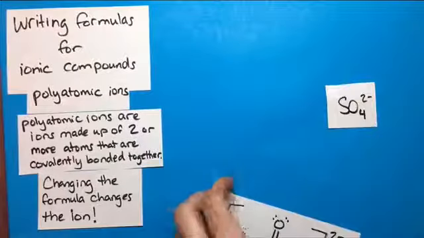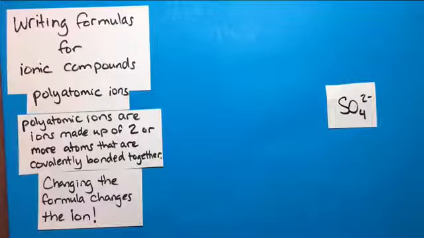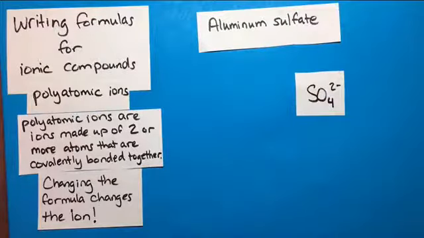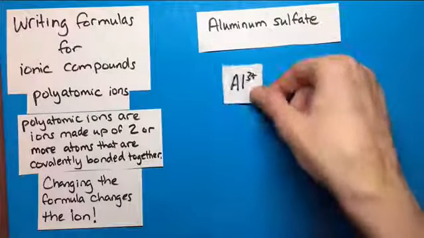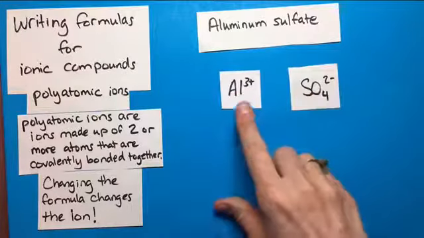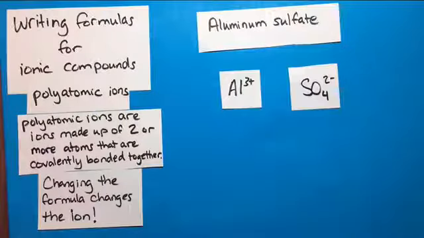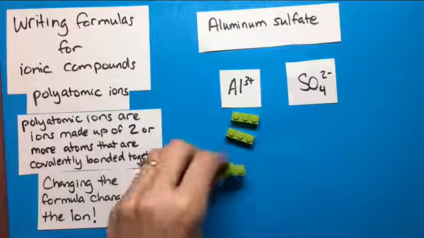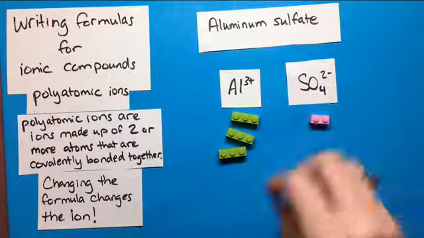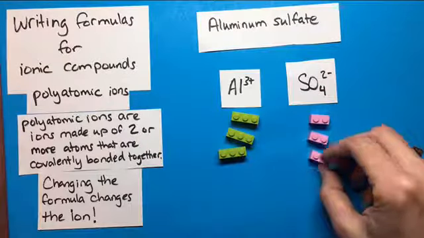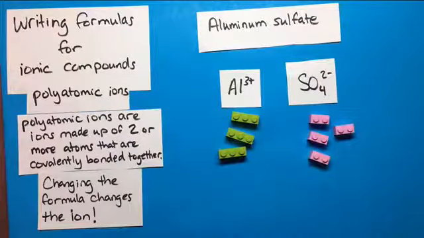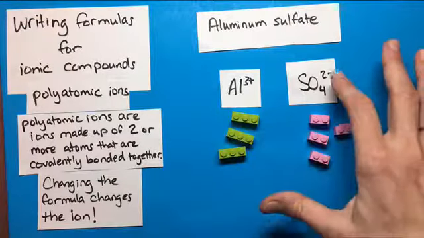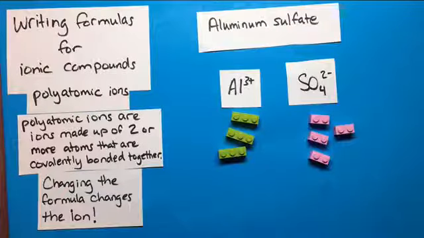So if we are trying to make an ionic compound that involves the sulfate ion, like perhaps aluminum sulfate, aluminum is an element in group 13, so it forms ions with a charge of +3, and the sulfate ion, as we said, is an ion that has a charge of -2. So we're going to use the green Legos with 3 circles to represent the charge of +3, and pink Legos with 2 circles to represent the charge of -2.